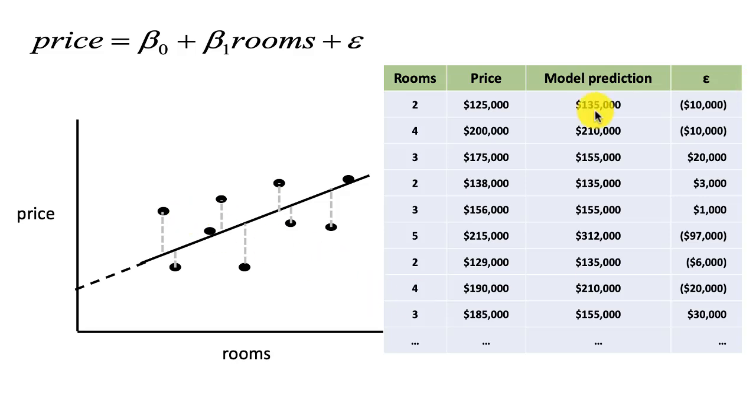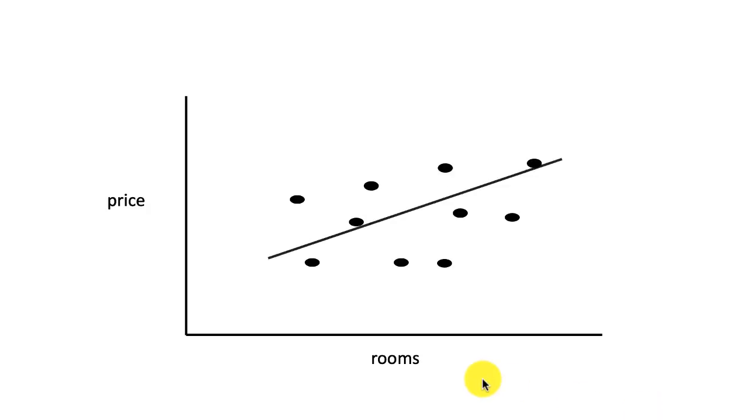Okay, so for example, this is what you have. Again, this is just made up data. You've got the rooms, you've got the price, you've got the model predictions, and the actual prices, and therefore you can calculate the epsilon or the error, the difference between these two. Okay, so you can do that. So as I had pointed out, you can draw an infinite number of lines through these points. So the question is, which is our best line?